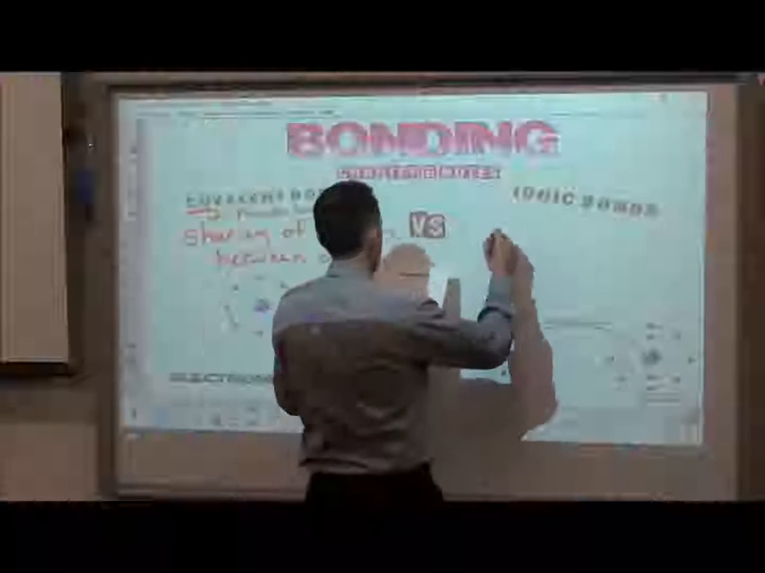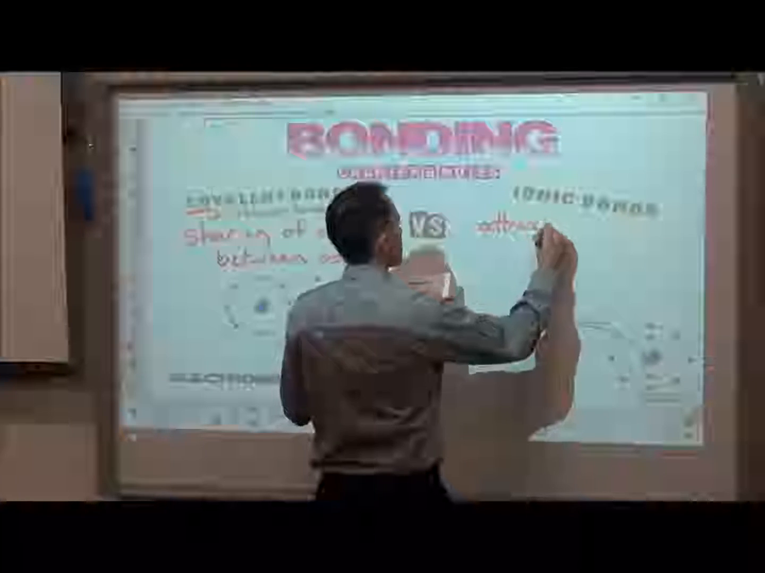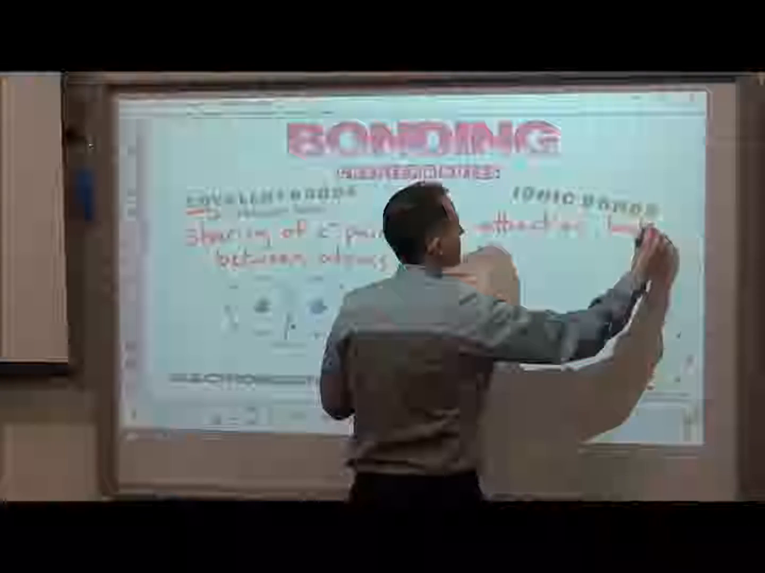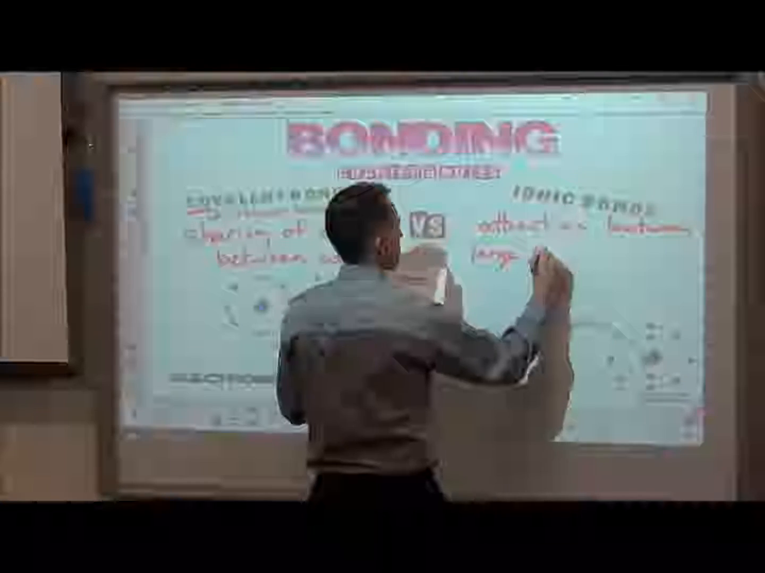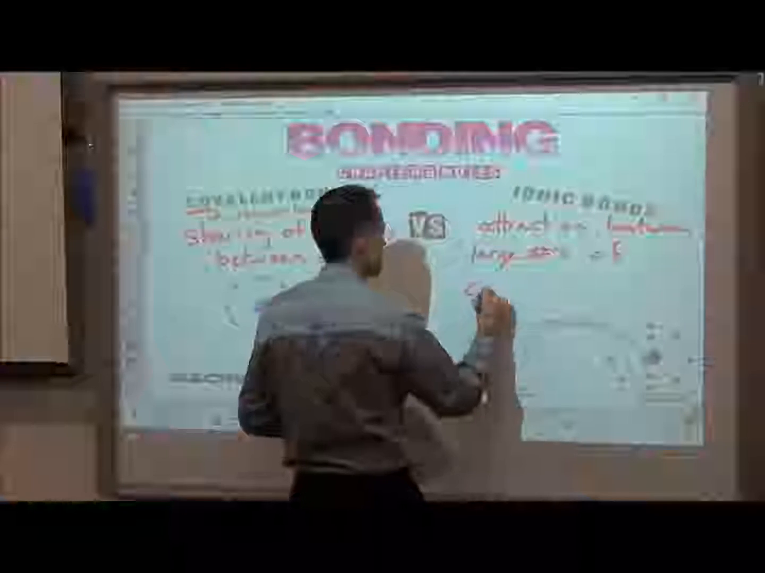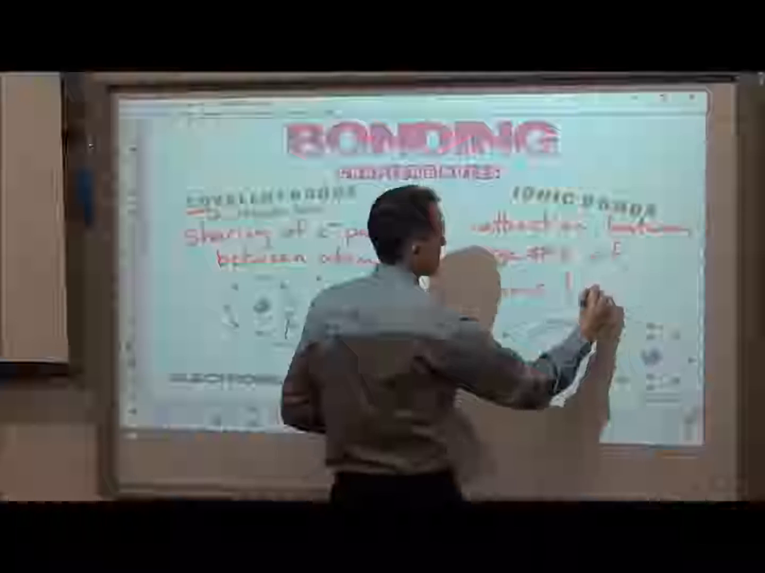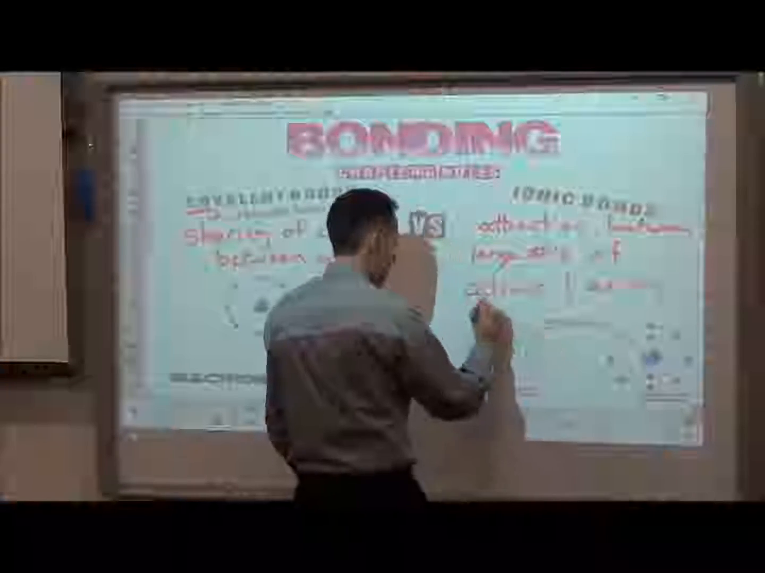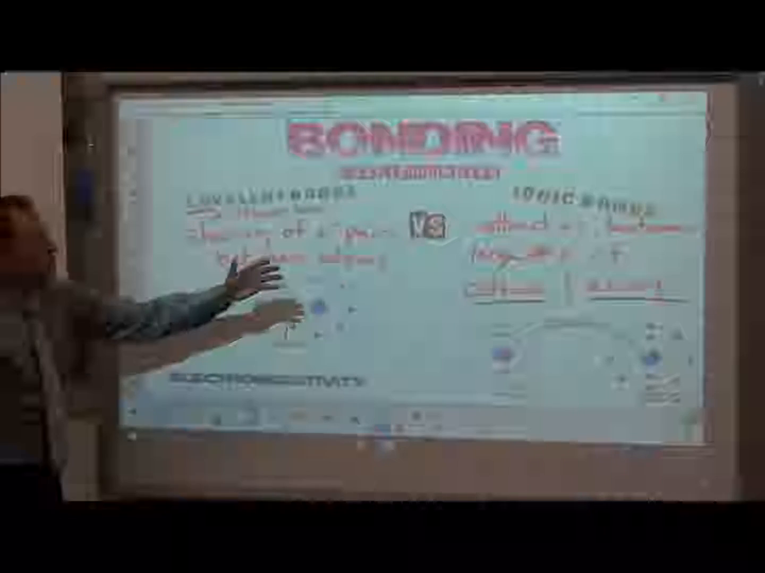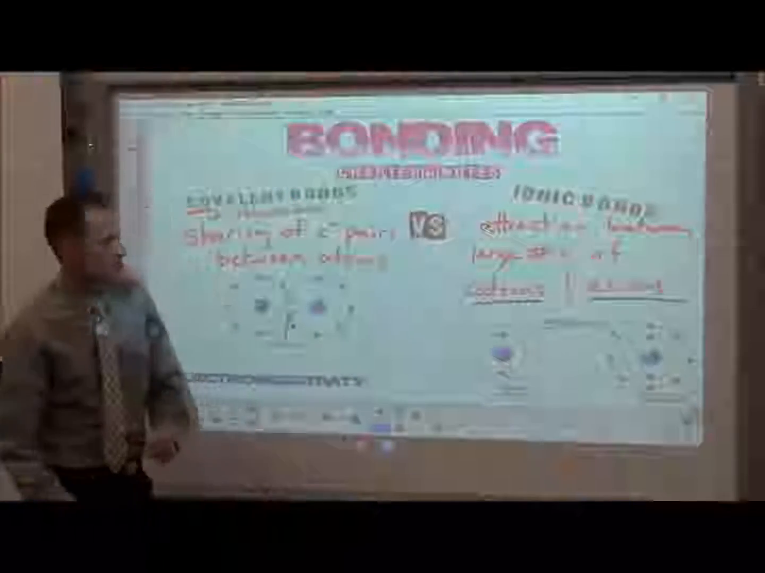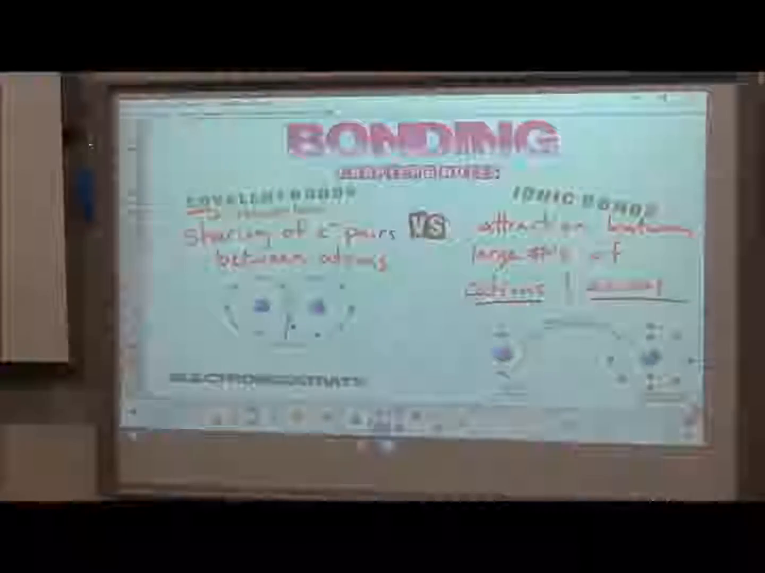All right, ionic, a little different. It's basically an attraction. It's an attraction. It's like, think of magnets. They're charges. Opposites attract. I don't believe that except in science, personally, but attraction between large numbers of cations and anions. So one of these are positive, one of these are negative. And you do have to know the difference.